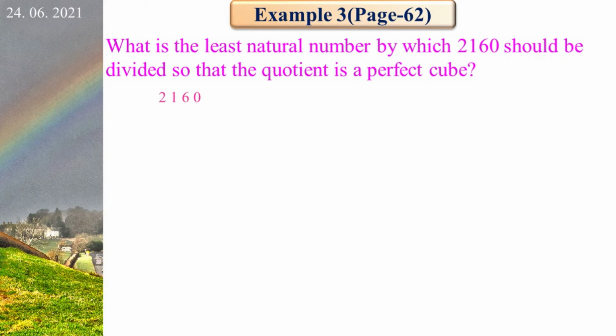Now we have to write 2160 like this. 2160 is an even number, so we can take the first prime number 2. 1 2 is 2. Next digit 1. 1 is not divisible by 2, so put 0. Next digit is 6. We take 16. 8 2s are 16. Next digit is 0. 0 is not divisible by 2, so put 0. Again we can take 2.